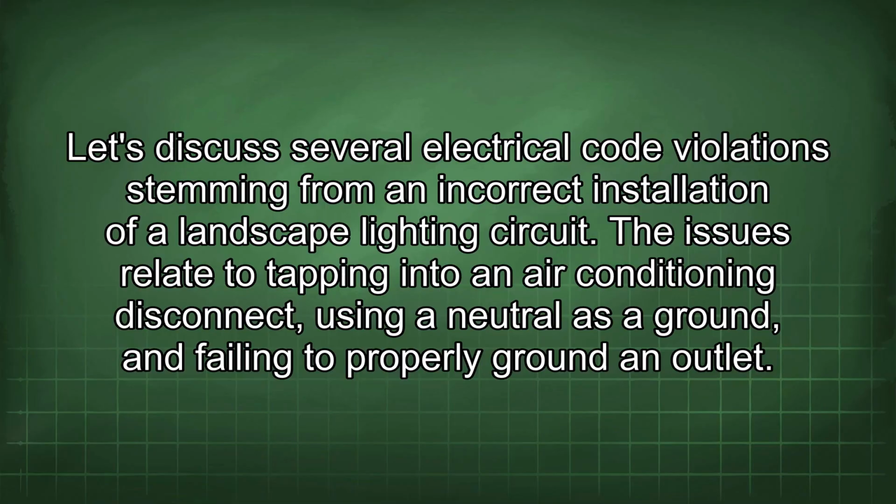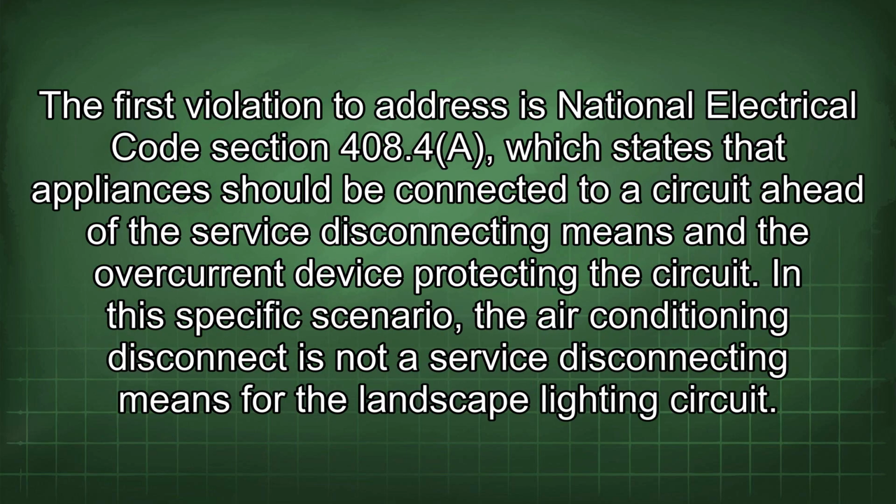Let's discuss several electrical code violations stemming from an incorrect installation of a landscape lighting circuit. The issues relate to tapping into an air conditioning disconnect, using a neutral as a ground, and failing to properly ground an outlet. The first violation to address is National Electrical Code Section 408.4a, which states that appliances should be connected to a circuit ahead of the service disconnecting means and the overcurrent device protecting the circuit.